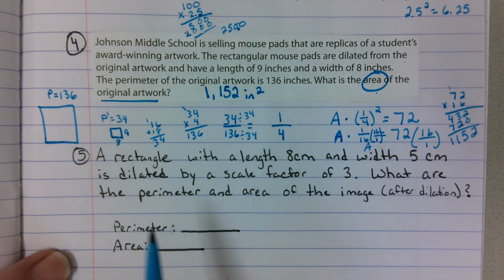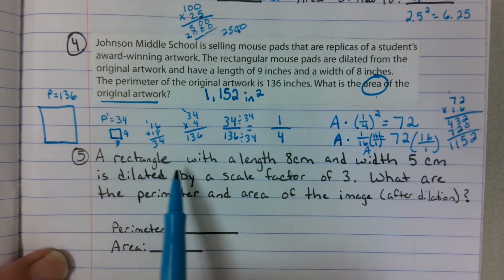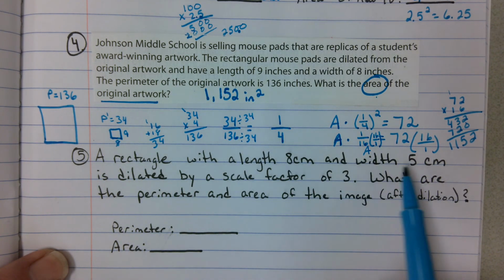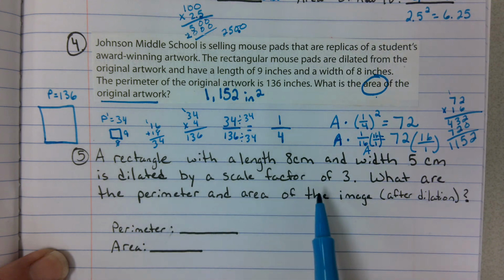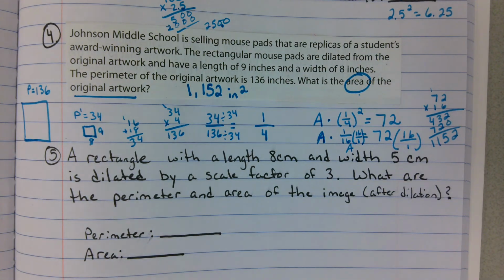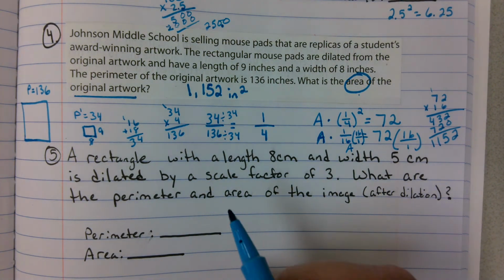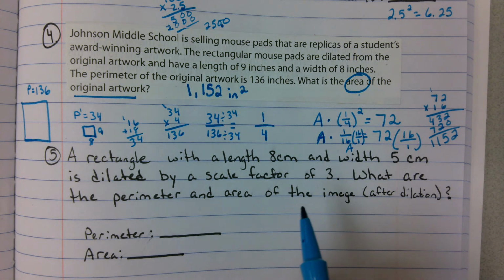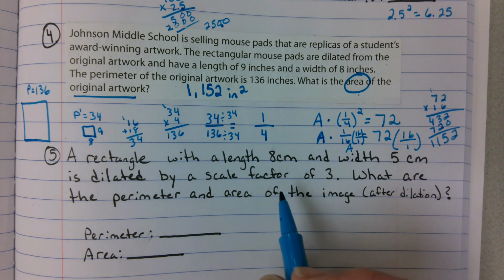All right, our last one here. A rectangle with a length of 8 centimeters and a width of 5 centimeters is dilated by a scale factor of 3. What are the perimeter and area of the image after dilation? All right, after dilation. So we're looking at the area of the image. So we're talking about after dilation.